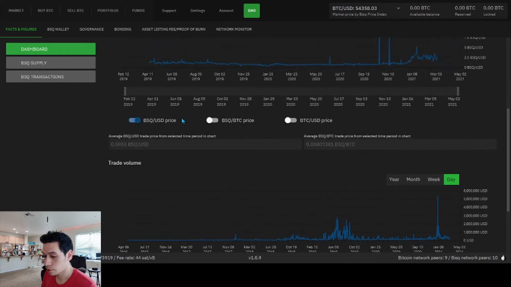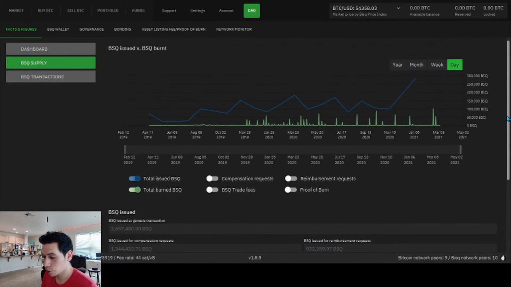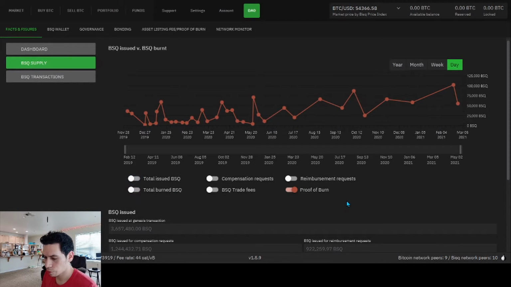in January. Pretty cool. Anyways, looking at the supply, and of course you have the proof of burn. So let's turn off total burned BSQ. Just look at proof of burn. So the proof of burn is how much BSQ has been burnt using the proof of burn function over in this tab. It says asset listing / proof of burn.